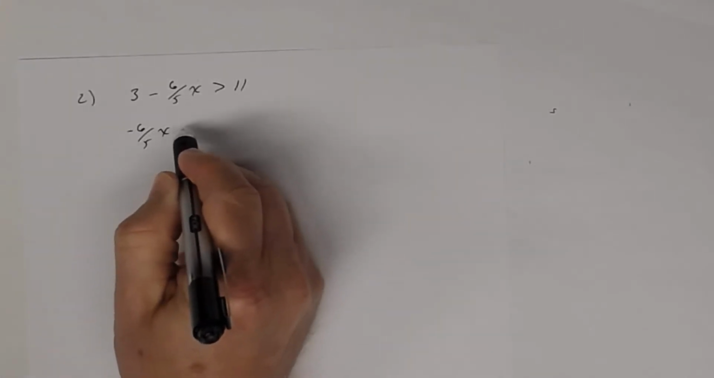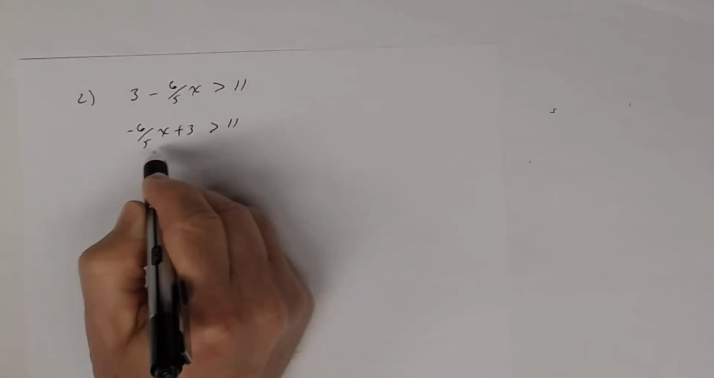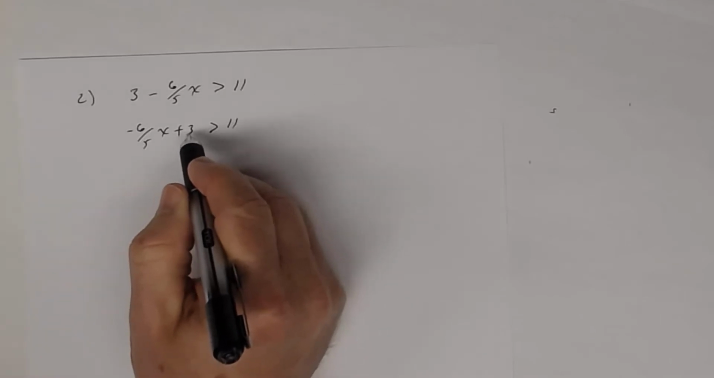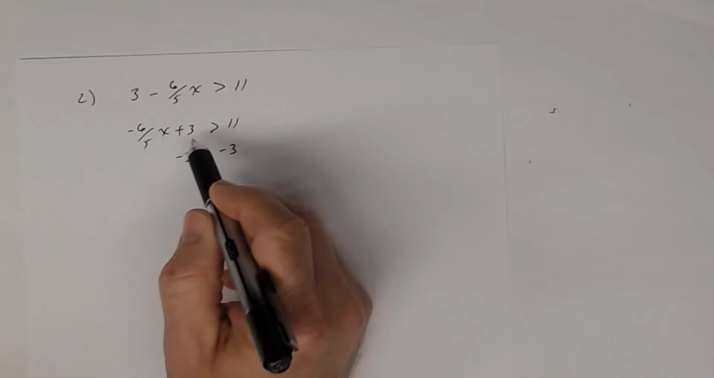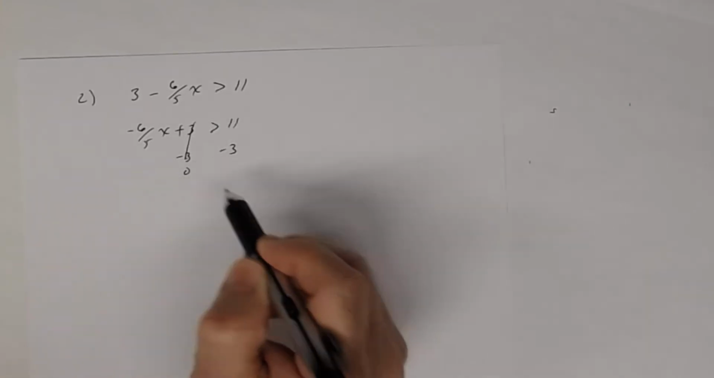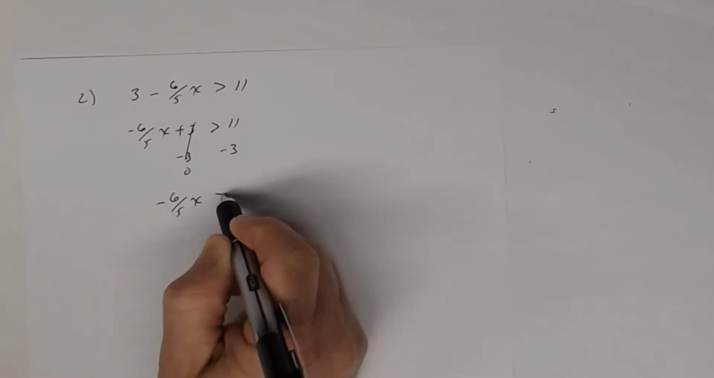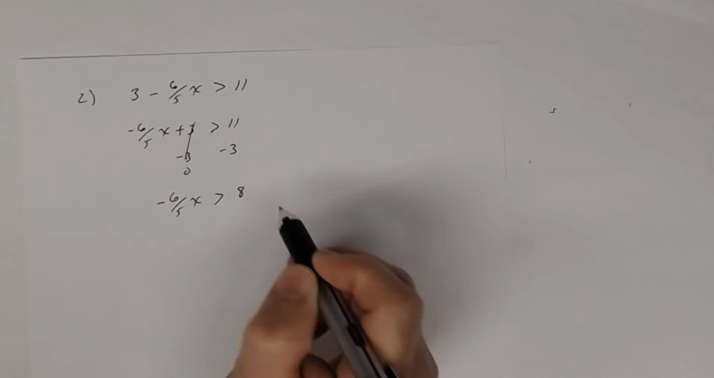Just make sure you write it correctly. It has to be written like this. So this side is the same as this. And then right away, you notice that right now I'm adding 3, right? So the opposite is to subtract 3. And so 3 and a negative 3 is 0, combining like terms. And so I get negative 6/5 x is greater than, and 11 minus 3 is 8.